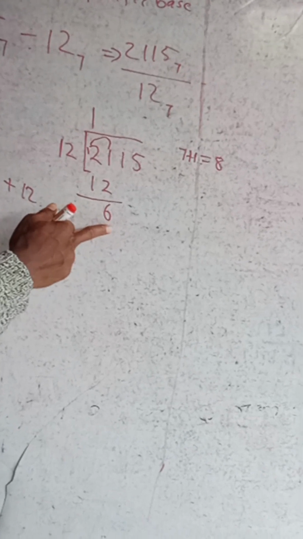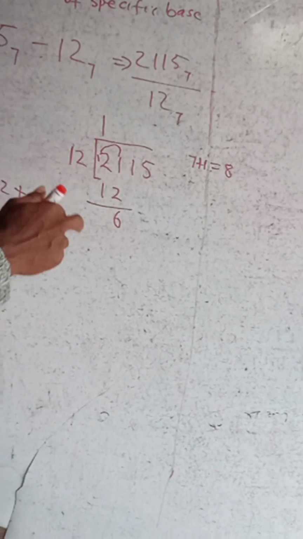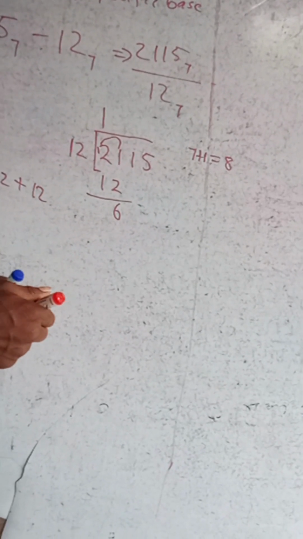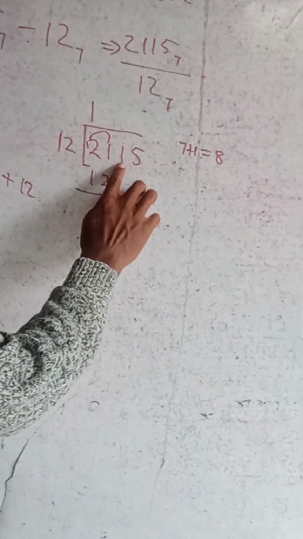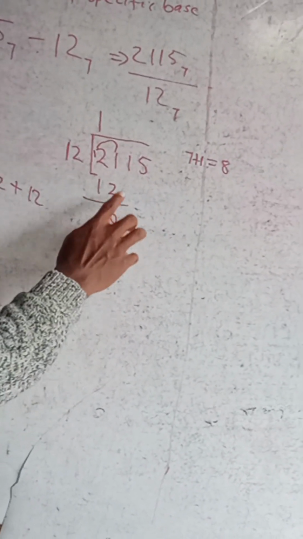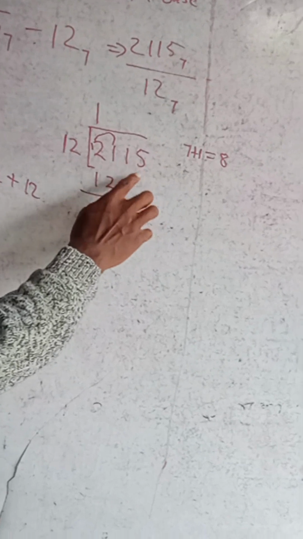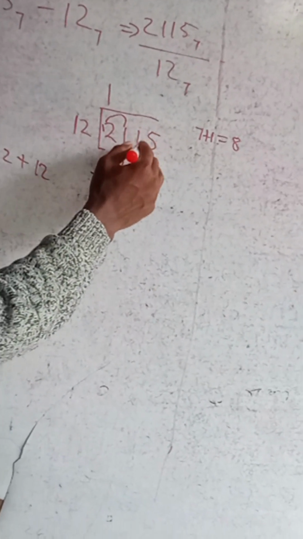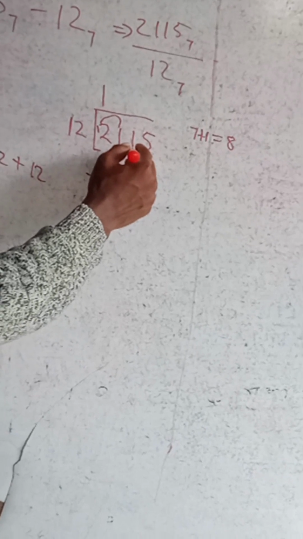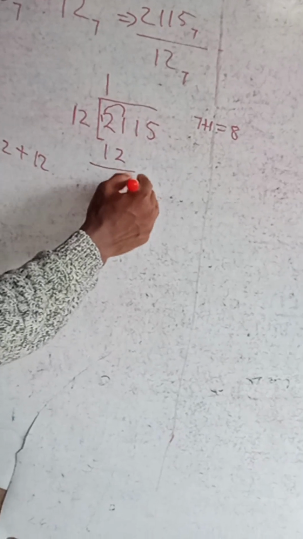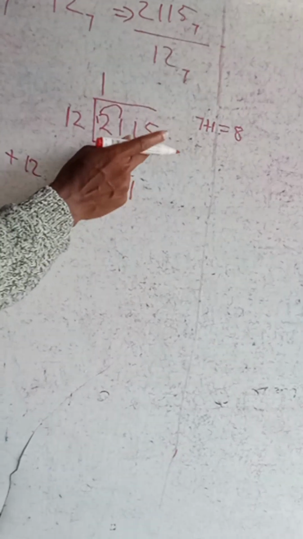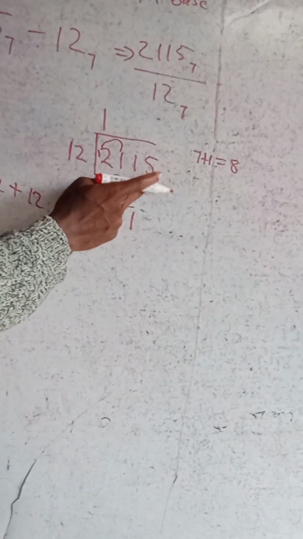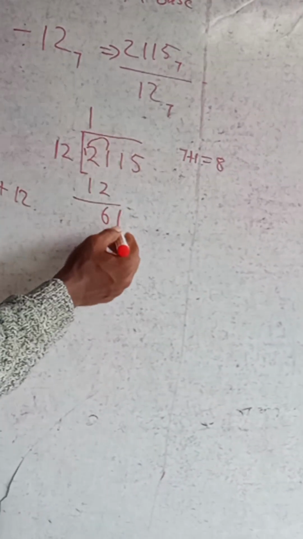Now 6 divided by 12, it cannot. So let us bring down this 1 again to it. We do not want to make it 615. Let's bring them one after the other. So we'll bring down this 1 that we did not use the first time. It will be 61 now. Remember, we have not used 5.